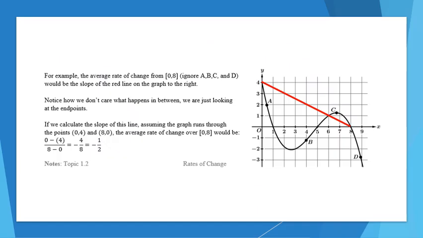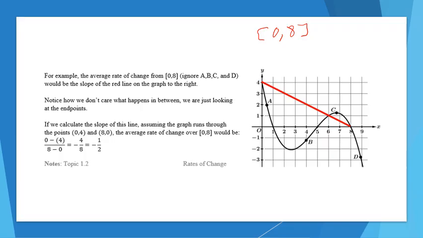All right, so let's go through an example. If we wanted to find the average rate of change of this graph from 0 to 8. So let's ignore those 4 points. That was just so I could get the graph. It would just be finding the slope of the red line on the graph to the right.